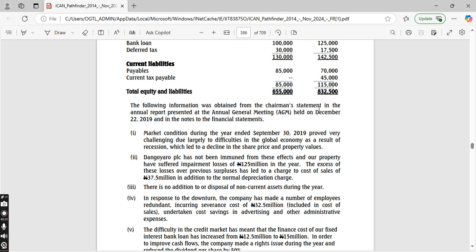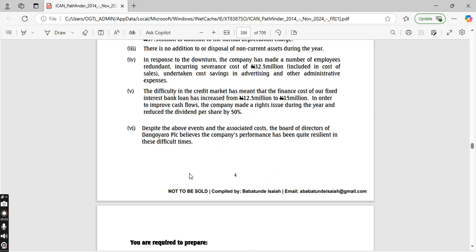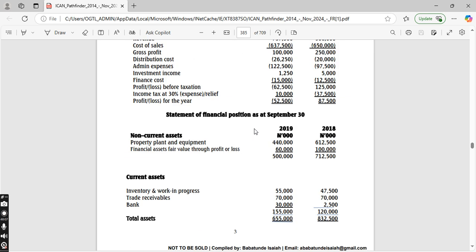All right. So that is it. Do we have any additional information on finance costs? Any additional information on finance costs? So 5. Additional information on 5. Despite the difficulty in the credit market, the finance cost of our fixed interest bank loan has increased from 12.5 to 15 million, which is the same thing as what we have here. Where is it? 12.5 to 15 million.